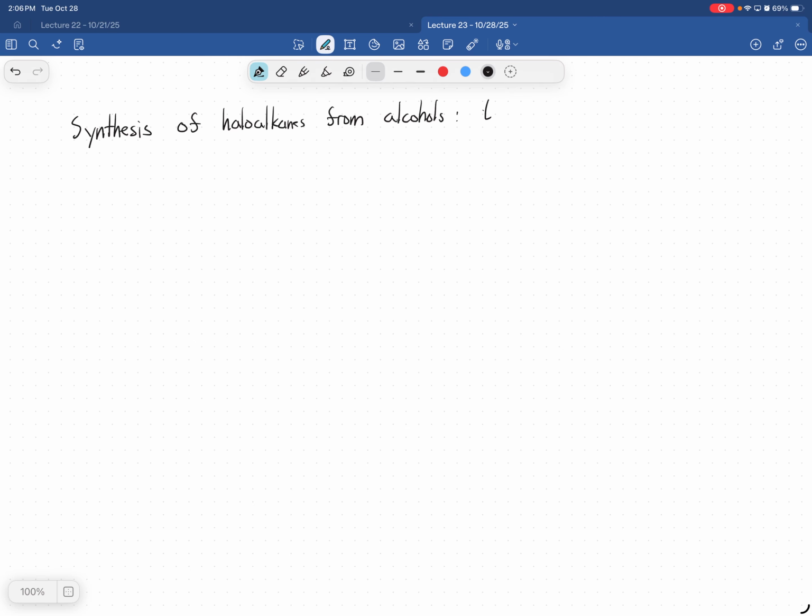So first we're going to talk about transformation of primary alcohol to chloroalkane. So remember, we discussed before, you can't really do this with HCl. Chloride here is a good nucleophile, but the leaving group is not as good, so it's very sluggish. So you need some help.